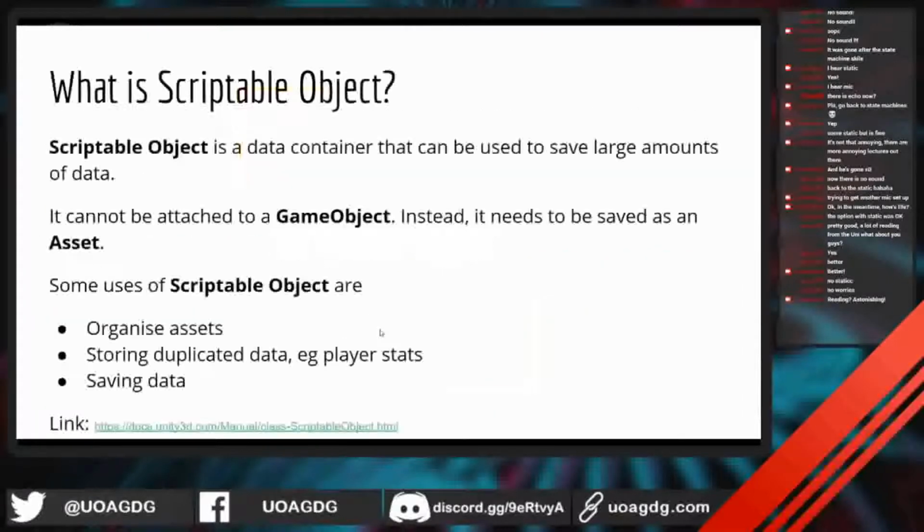Scriptable objects. A data container that can be used to save large amounts of data. It can't be attached to a game object. It has to be saved as an asset. That's one of the differences about scriptable objects compared to normal scripts. So used for organizing, duplicating, or storing duplicate data, and just storing data in general. Link at the bottom if you're interested.